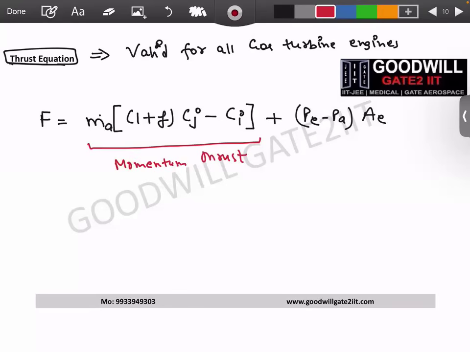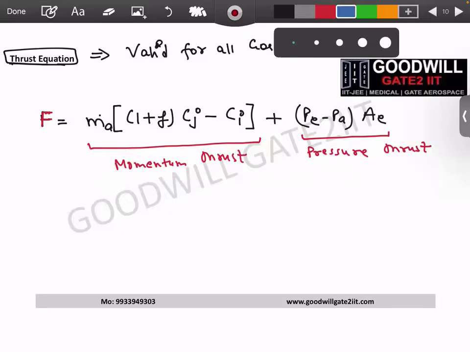Now, what is momentum? Momentum is mass flow rate into velocity. Mass flow rate into velocity is momentum. And we are talking about momentum change. I will explain that shortly. And the next thrust component is nothing but your pressure thrust. So there are two thrust components. One is momentum, one is pressure. If you add these, you will get your total thrust developed by the engine.